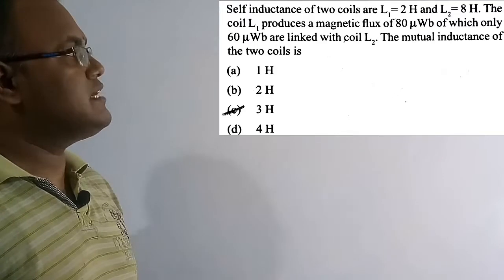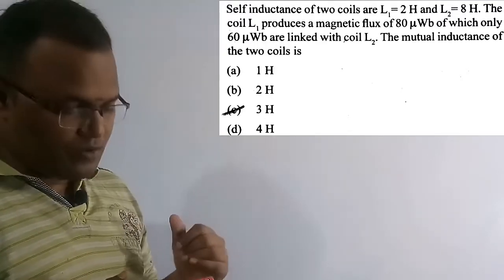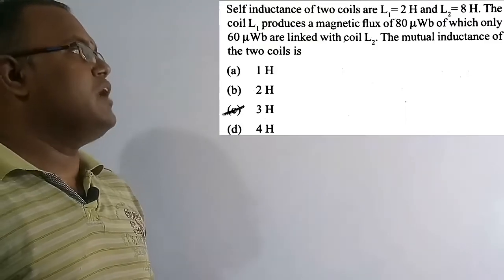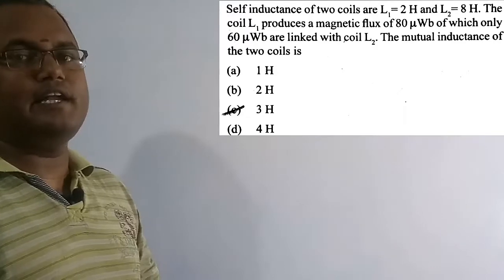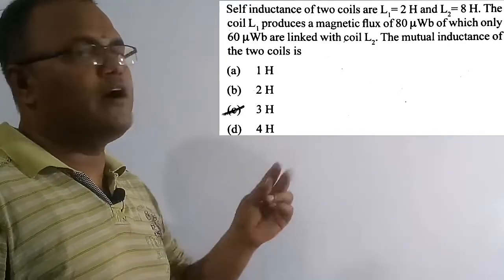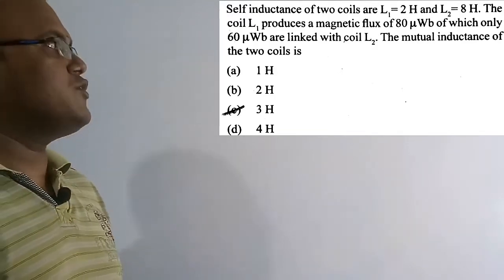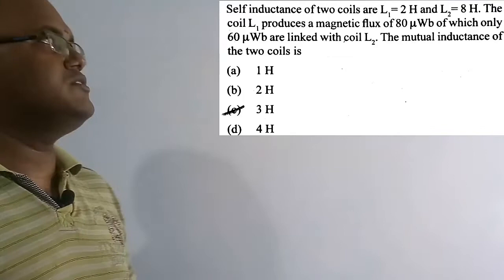And also they are given that if you pass the current in the inductor L1, it is going to produce a flux of 80 microweber, out of which only 60 microweber is going to link with the secondary coil L2. So based on this we have to find the mutual inductance of these two coils. So these are the four options. Option C, 3 Henry, is the correct solution of this question. So let's solve this numerical.